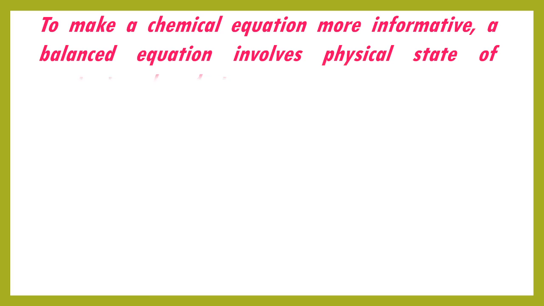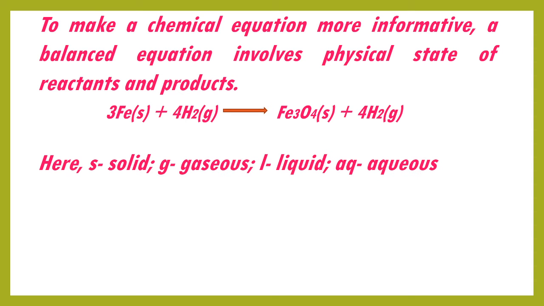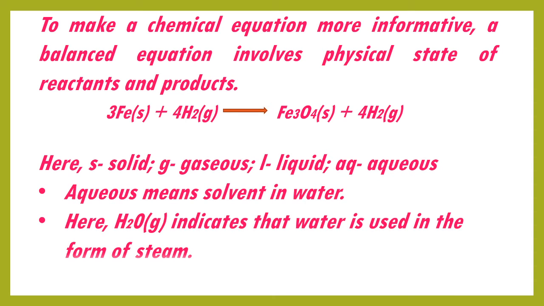To make a chemical equation more informative, a balanced equation involves the physical states of reactants and products. Here, S as solid, G as gaseous, L as liquid and AQ as aqueous. Here, aqueous means dissolved in water. Here, H2O as gas indicates that water is used in the form of steam.